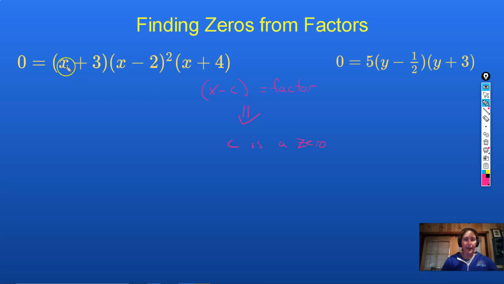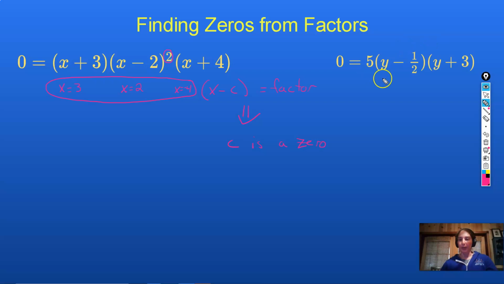So that means here that if x plus 3 is a factor, that means then that x equals positive 3 is a 0. Here, if x minus 2 is a factor, that means x equals positive 2 is a 0. And here, this x equals 2 also has a multiplicity of 2, again something we will get to later. Our last factor, if x plus 4 is a factor, that means x equals negative 4 is a 0. So my zeros of this polynomial here would be 3, 2, and negative 4.